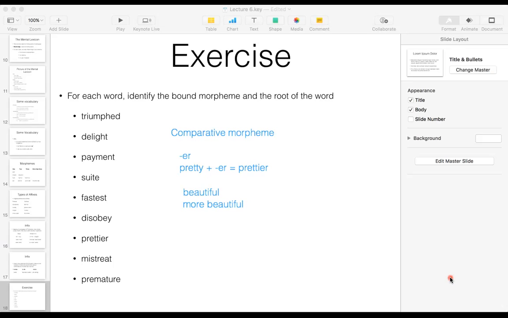Okay. What about payment? Is that a complex word or a simple word? We figured pay was the root of the word, and then meant was the suffix, the part that bound the morpheme. Yep, that's right. Pay is the root of the word and meant is the bound morpheme. Good. Sweet. That's pretty straightforward. Delight is a single word, right? One word.